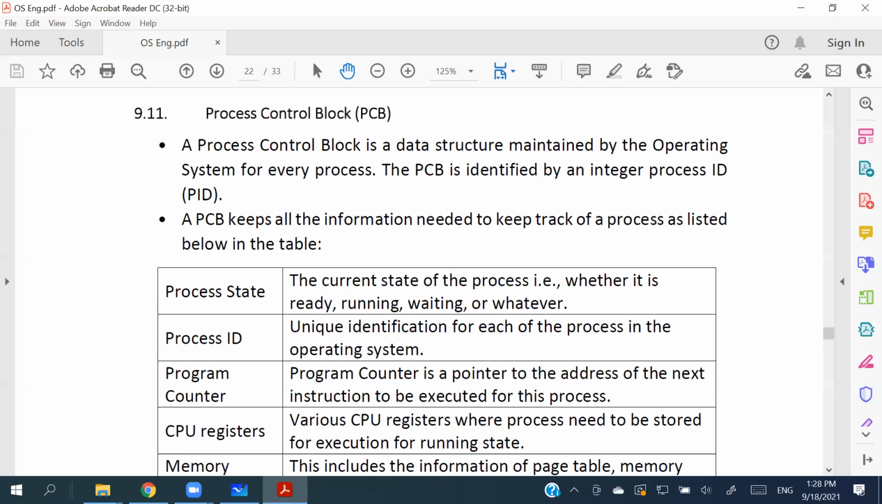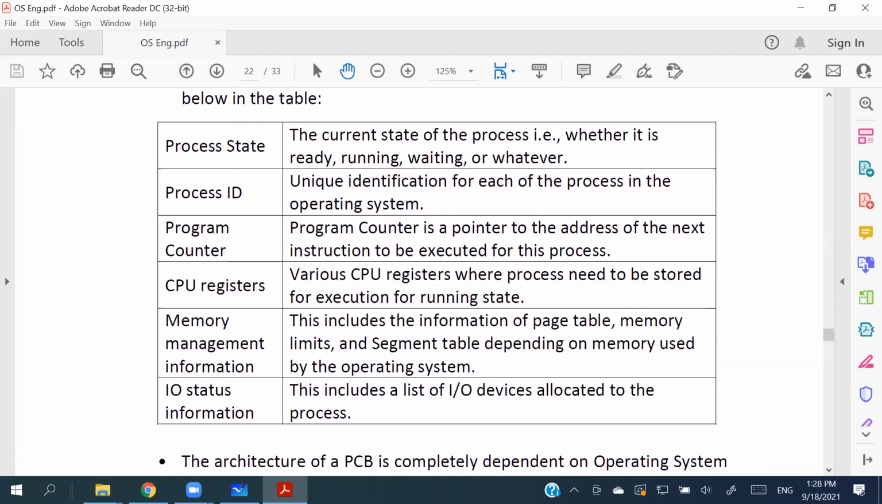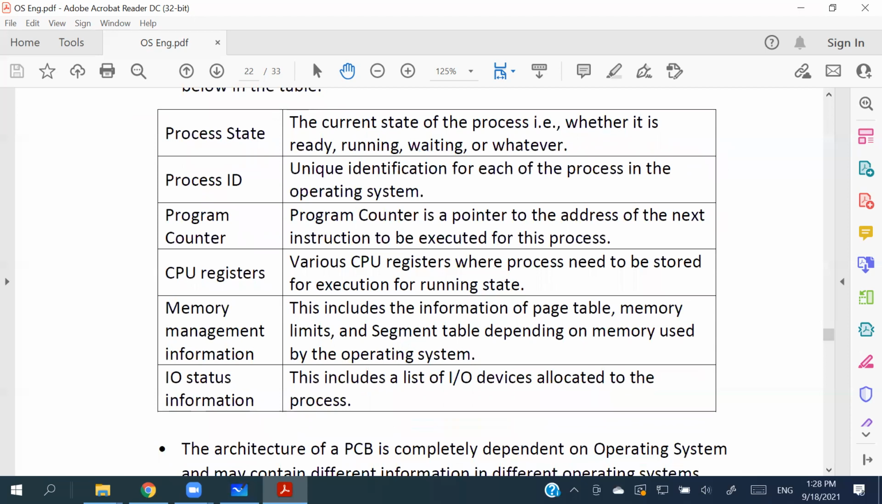But again, there is common information that every PCB is storing in each and every different operating system. So those are the features that I have illustrated in this table. So a PCB contains a process state, which indicates what kind of state this process belongs to.